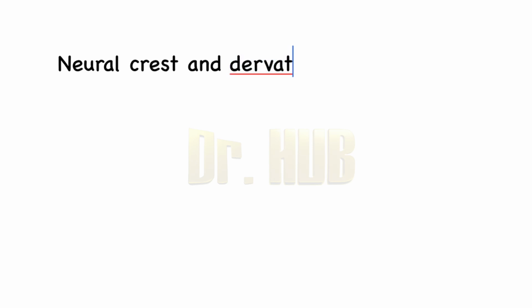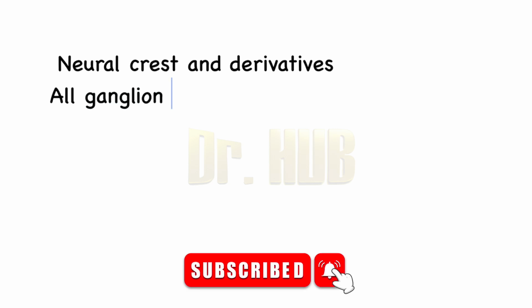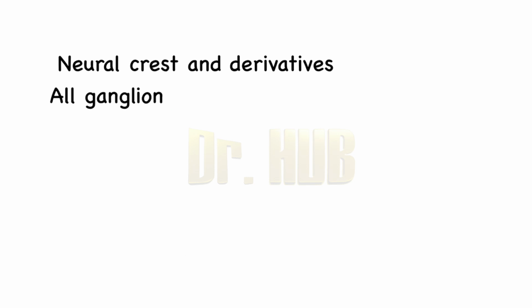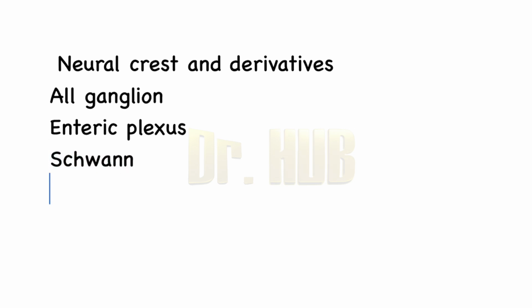Let's look into the neural crest derivatives. Neural crest derivatives include all ganglia, all enteric plexus, the Schwann cells and the satellite glial cells, the adrenal medulla, and the parafollicular C cells of the thyroid.